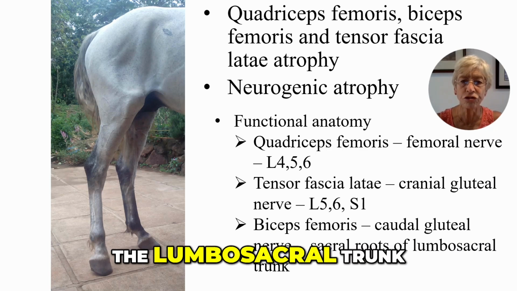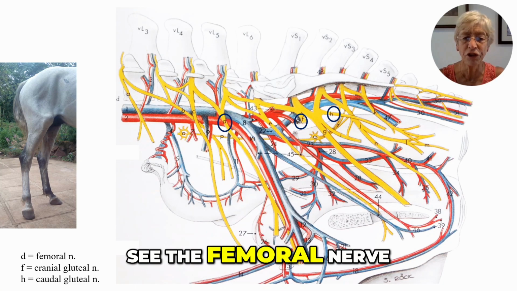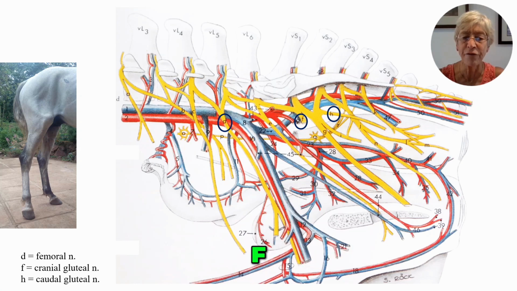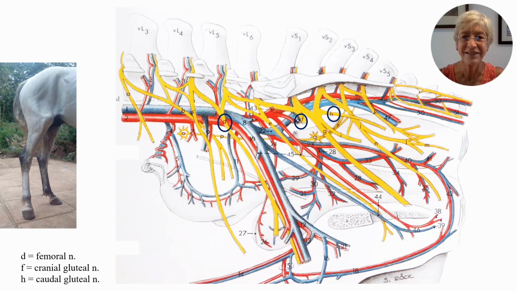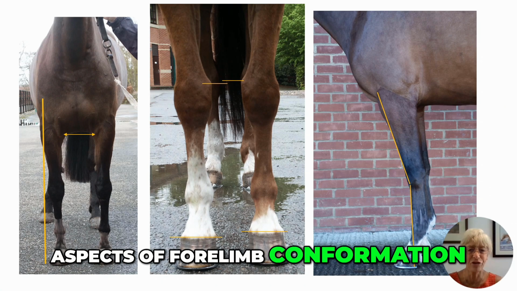the lumbosacral trunk. And here we can see the femoral nerve, D, the cranial gluteal nerve, F, and the caudal gluteal nerve, N. Let's now consider some aspects of forelimb conformation.